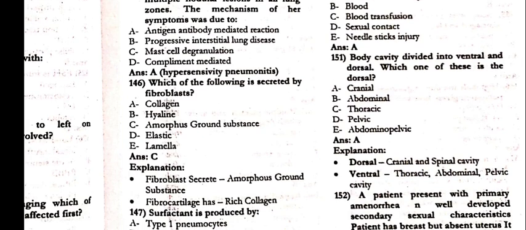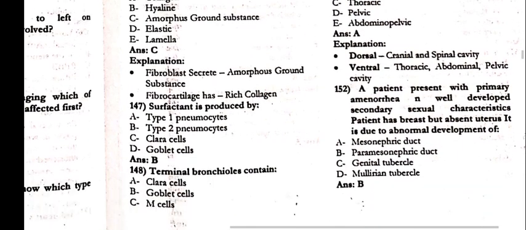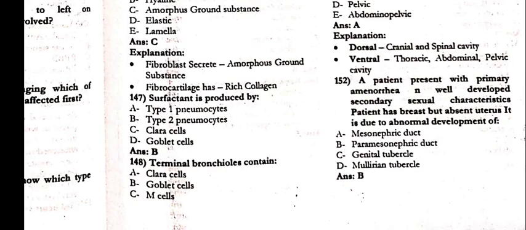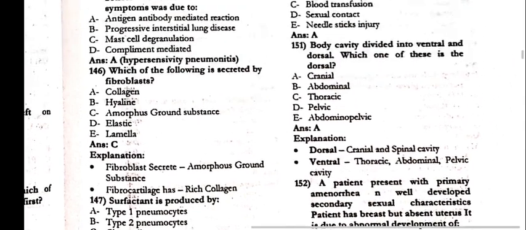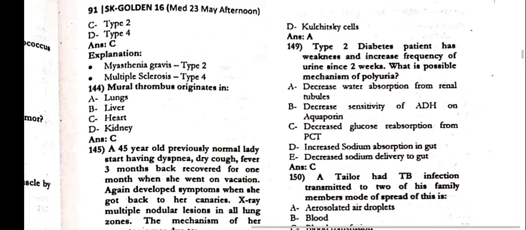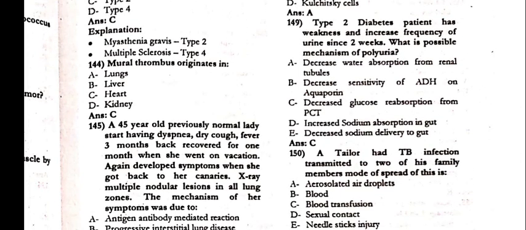146, the following is secreted by the fibroblast: amorphous ground substance. 147, surfactant is produced by type 2 pneumocytes. Terminal bronchioles contain Clara cells. Next, a type 2 diabetic patient has weakness and intense frequency of urine since 2 weeks. What is the possible mechanism of the polyuria? That is decreased glucose reabsorption from the PCT.